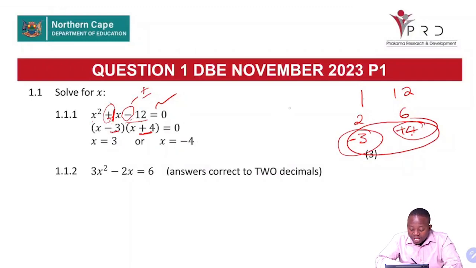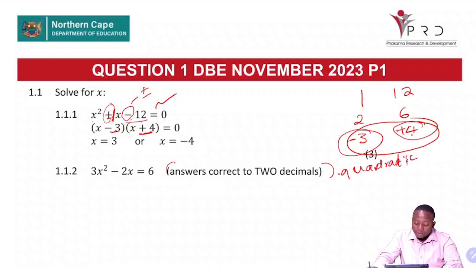Number 2, it says solve for x again, 1.1.2. We are given 3x squared minus 2x is equal to 6. Answers correct to 2 decimal places. This already gives us a clue as to what to do. When I'm saying it gives us a clue, it means what are we supposed to use now? The quadratic formula. So here we are supposed to utilize the quadratic formula.